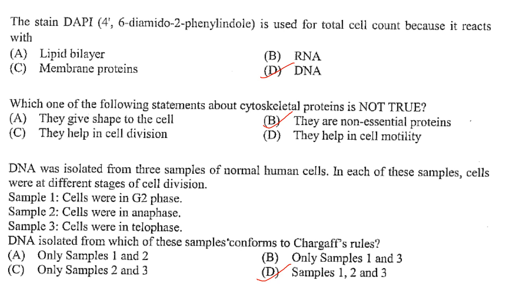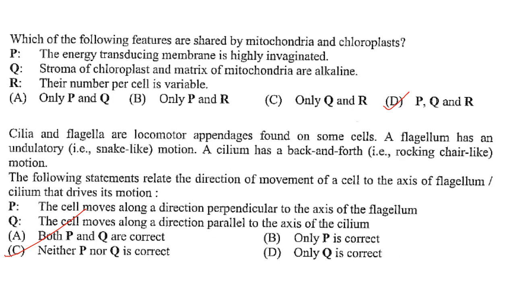Cells in the anaphase, the DNA is condensed and separated, but the ratio of A to T and G to C remain the same. And in telophase, they are fully condensed and the ratio of A to T and G to C remain the same. So all three will confirm Chargaff's rule. So answer is option D, sample 1, 2 and 3.